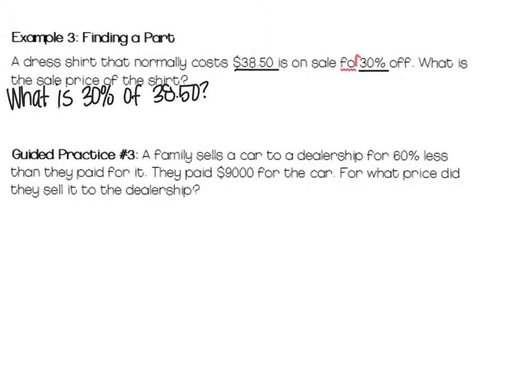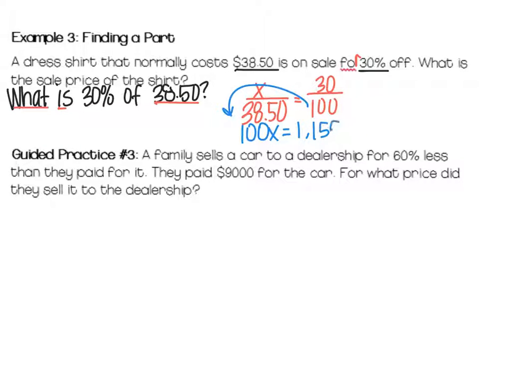I don't have an is number. When it says what is, that's where I'm going to put my variable. My of number is 38.50. My percent number is 30 over 100. You still solve the proportion the same way. 100x equals 38.5 times 30 is 1,155. Divide both sides by 100 and you get 11.55. Well, that's how much they're taking off the price of the shirt.